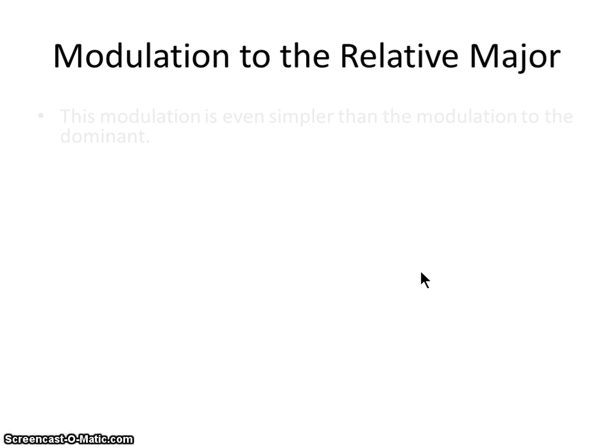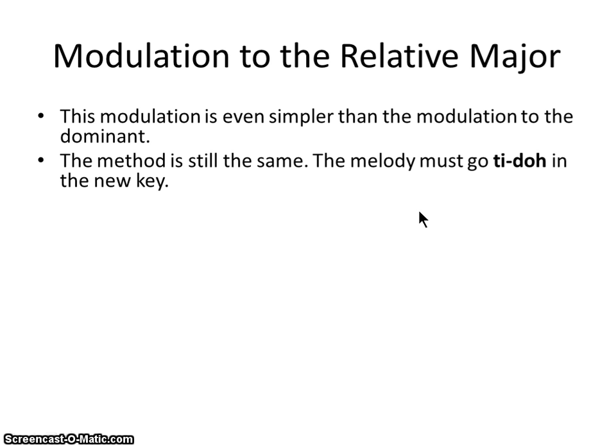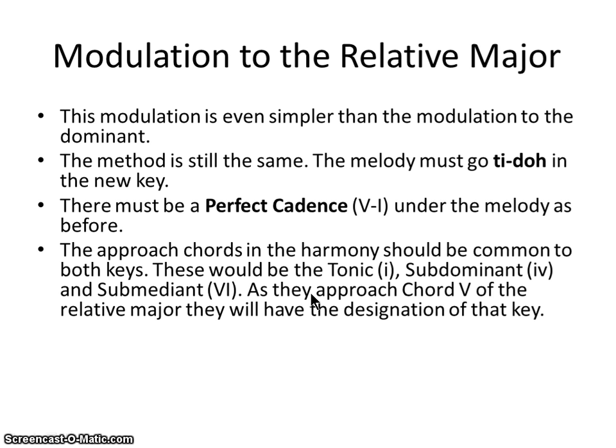Modulating to the relative major. The modulation is even simpler than the modulation to the dominant. The method is still the same. The melody must go Ti-Do in the new key. There must be a perfect cadence, 5-1, under the melody as before. The approach chords in the harmony should be common to both keys.